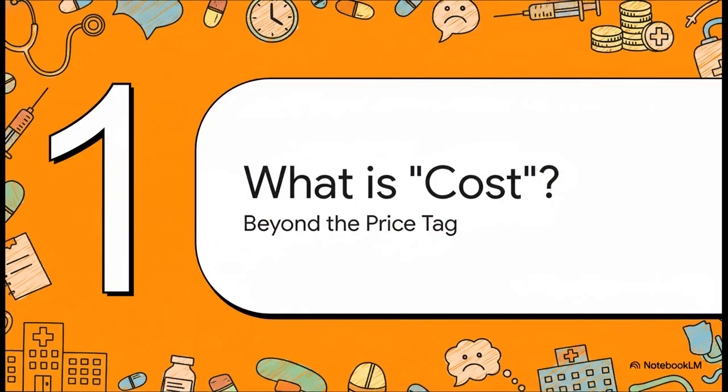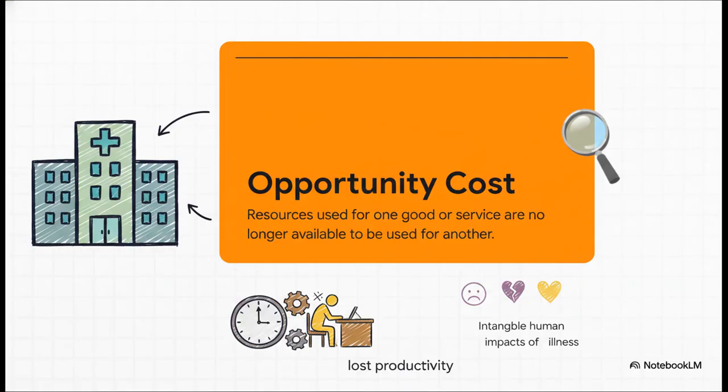So if the cost isn't the price, what is it really? To figure this out, we've got to start thinking like an economist. We need to look at what was given up in order to provide that care. And that brings us to this big idea, opportunity cost. It sounds complicated, but it's actually pretty simple. It's just the value of whatever you had to give up.